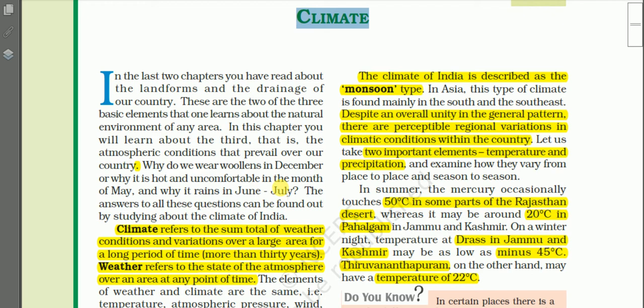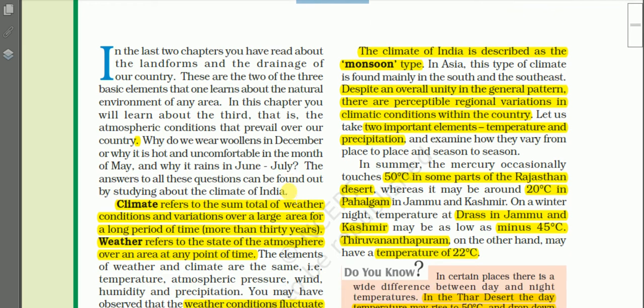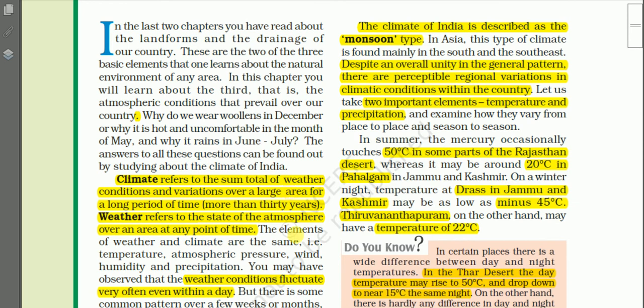So to find the answers of all these questions, we have to learn about the climatic conditions of different parts of India. Okay, so before we start, let us learn the meaning of weather and the climate. Can you tell me the meaning of weather? Can you tell me the meaning of climate? Okay, here is the meaning.